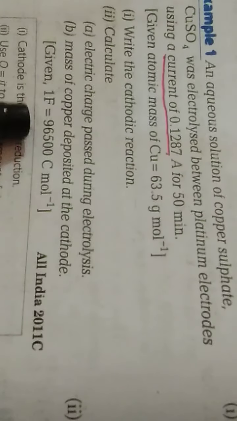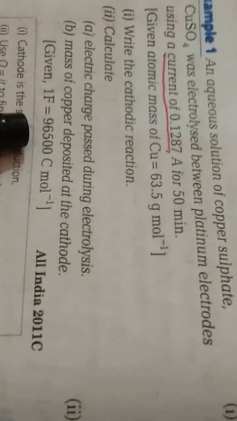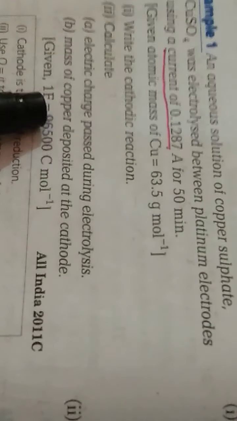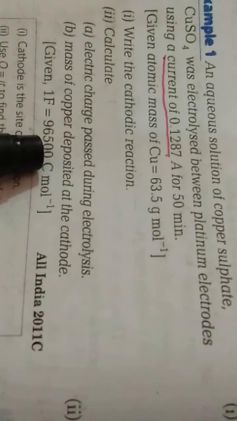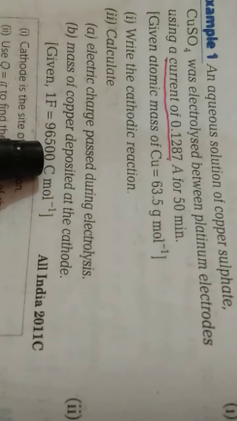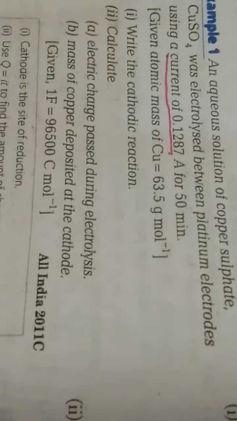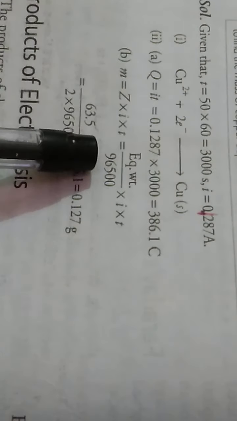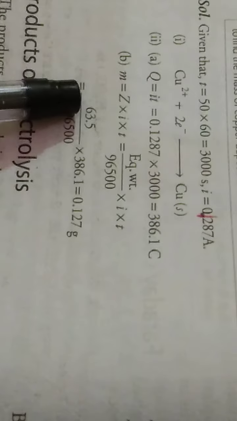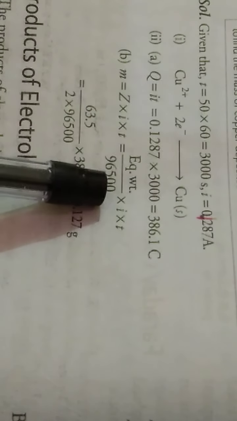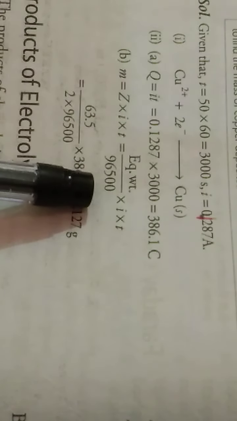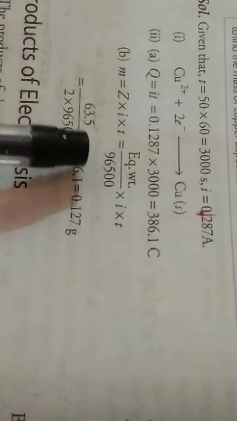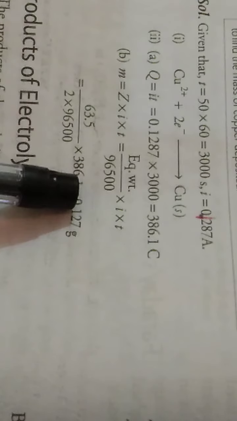Now the second part is, you have to find out the mass of copper deposited at the cathode. So children, mass is represented by small m, and we have done the formula m is equal to ZIT. So we'll apply that formula. m is equal to ZIT. Z is equal to equivalent weight upon 96500. So Z is equal to equivalent weight upon Faraday's constant.